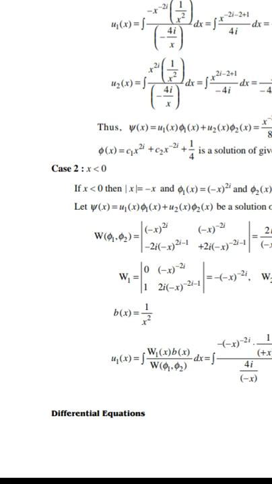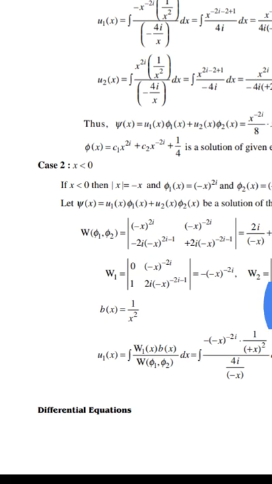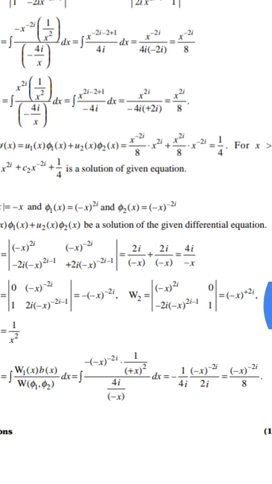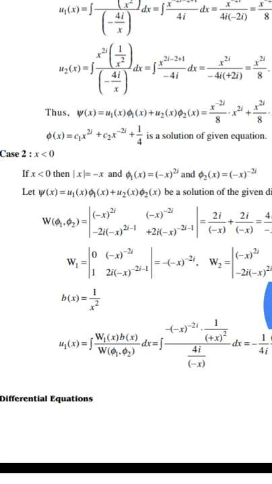Case second, x less than 0. If x is less than 0, then modulus of x is equal to minus x, and phi 1 of x is equal to minus x to 2i and phi 2 of x is equal to minus x to minus 2i. Let psi of x equal u1 of x phi 1 of x plus u2 of x phi 2 of x be a solution of the given differential equation.